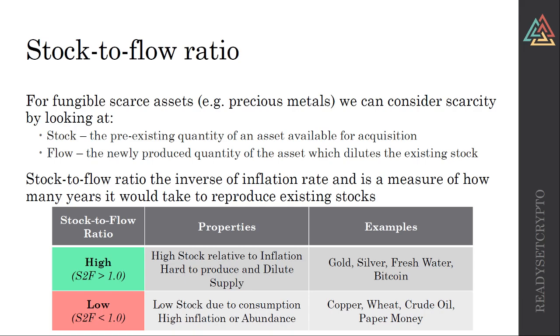And that's why you get a lot more volatility. There's a lot more price volatility in low stock to flow materials, and things like copper, wheat, and crude oil, which are always being produced and consumed. So there's a constant battle between building stocks and production, and then paper money has the same thing, right? When things get too awry and you get periods of hyperinflation, it loses all its value because effectively your stock to flow ratio drops substantially.